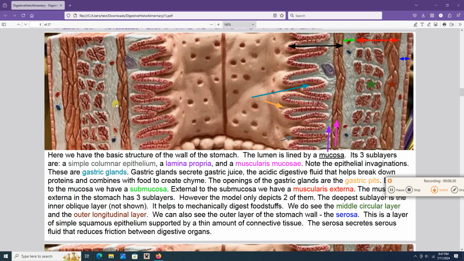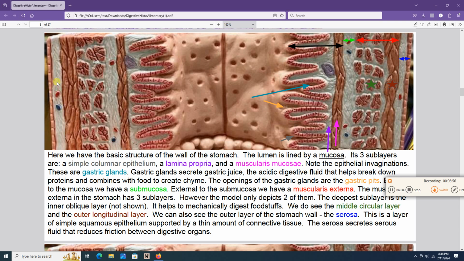All right, we see our submucosa. Nothing special about it. We see our muscularis externa as well. Now we learned in lecture the muscularis externa has 3 layers. It has an outer longitudinal, a middle circular, and an inner oblique. We don't see the inner oblique layer in this model of the stomach, unfortunately.